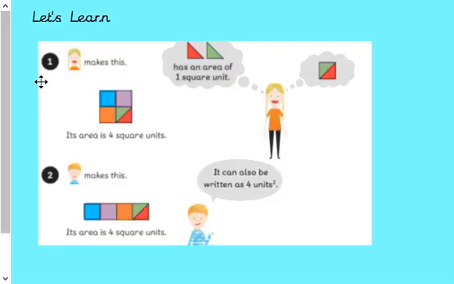So if I look at number 1 here, the young lady has made this shape. Okay, so she's done what I just talked about just now. She's got 1, 2, 3 whole ones, and then she's put her 2 halves together, because if we add those 2 together, we get a whole square. That means her area would be 1, 2, 3, 4 square units, or 4 units.